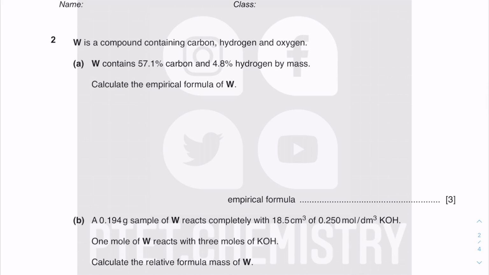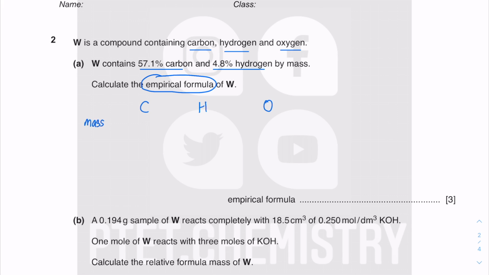Question 2, so this is also a question of empirical and molecular formula. So here we have carbon, hydrogen, and oxygen. Just now we had aluminium and chlorine, only 2 elements. Now we have 3 elements. I give you the percentage by mass of carbon and hydrogen. So I have carbon atom, hydrogen atom, oxygen atom, because empirical formula is the simplest ratio of atoms.